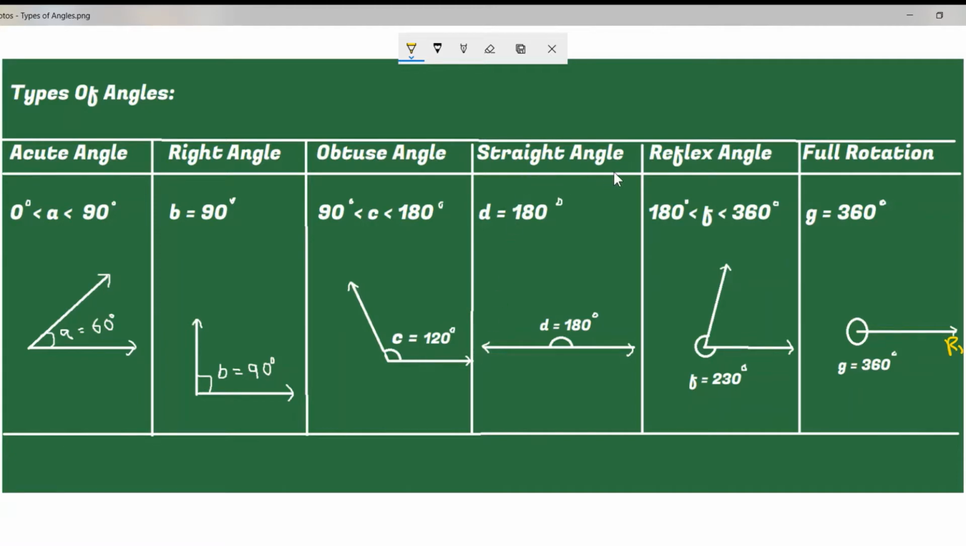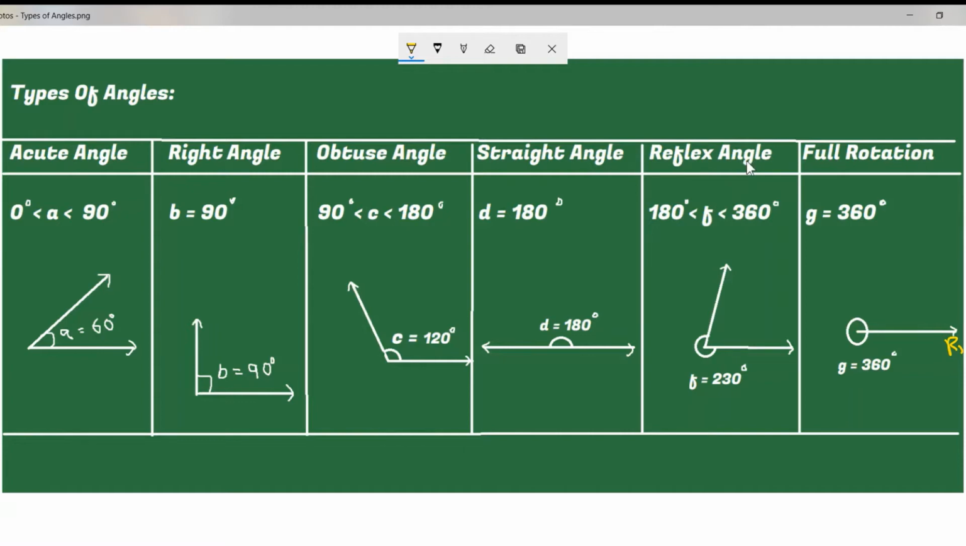Next is straight angle. Straight angle measurement would be 180 degrees. Here you can see ray 1 and ray 2 both form a line. If both the rays form a line, the angle between these two rays is called the straight angle, which would be equal to 180 degrees.